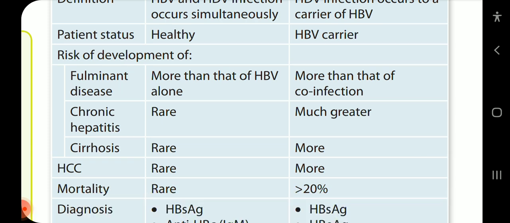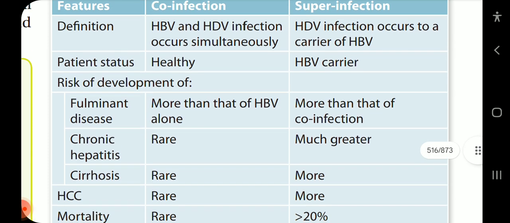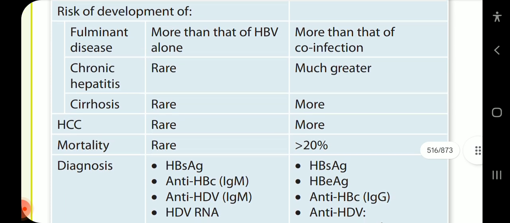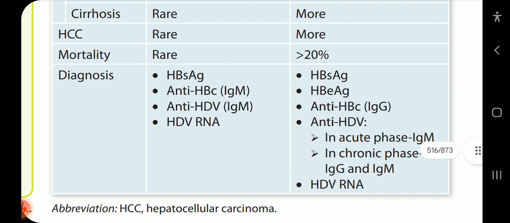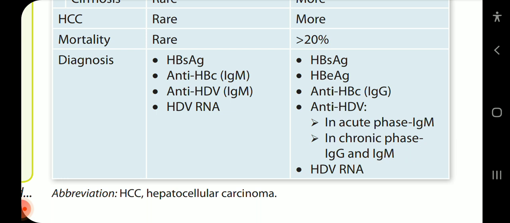Chronic hepatitis is rare in co-infection while much greater in superinfection. Cirrhosis is rare in co-infection but more in superinfection. HCC is rare in co-infection but more in superinfection. Mortality is rare in co-infection but more than 20% in superinfection. Diagnosis: in co-infection we use HBs antigen, anti-HBc IgM antibody, anti-HDV IgM antibody and HDV RNA. While in superinfection we use HBs antigen, HBe antigen, anti-HBc IgG antibody, anti-HDV, in acute phase IgM, and in chronic phase IgG and IgM antibody and HDV RNA.